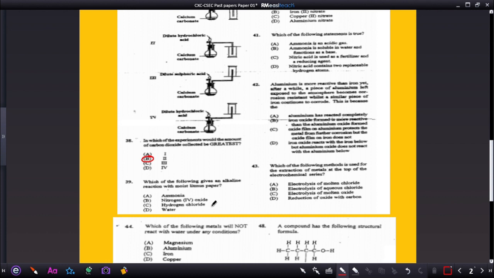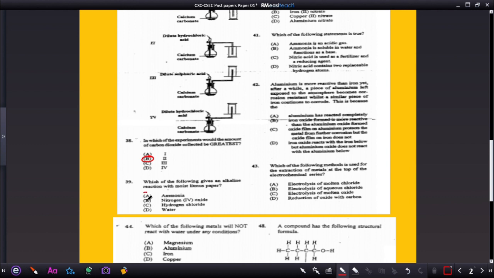Nitrogen oxide would be neutral. It's one of those neutral oxides. Hydrogen chloride or hydrochloric acid is acidic, and water is also neutral. So it would not turn the blue litmus paper red, and it would not turn the red litmus paper blue.